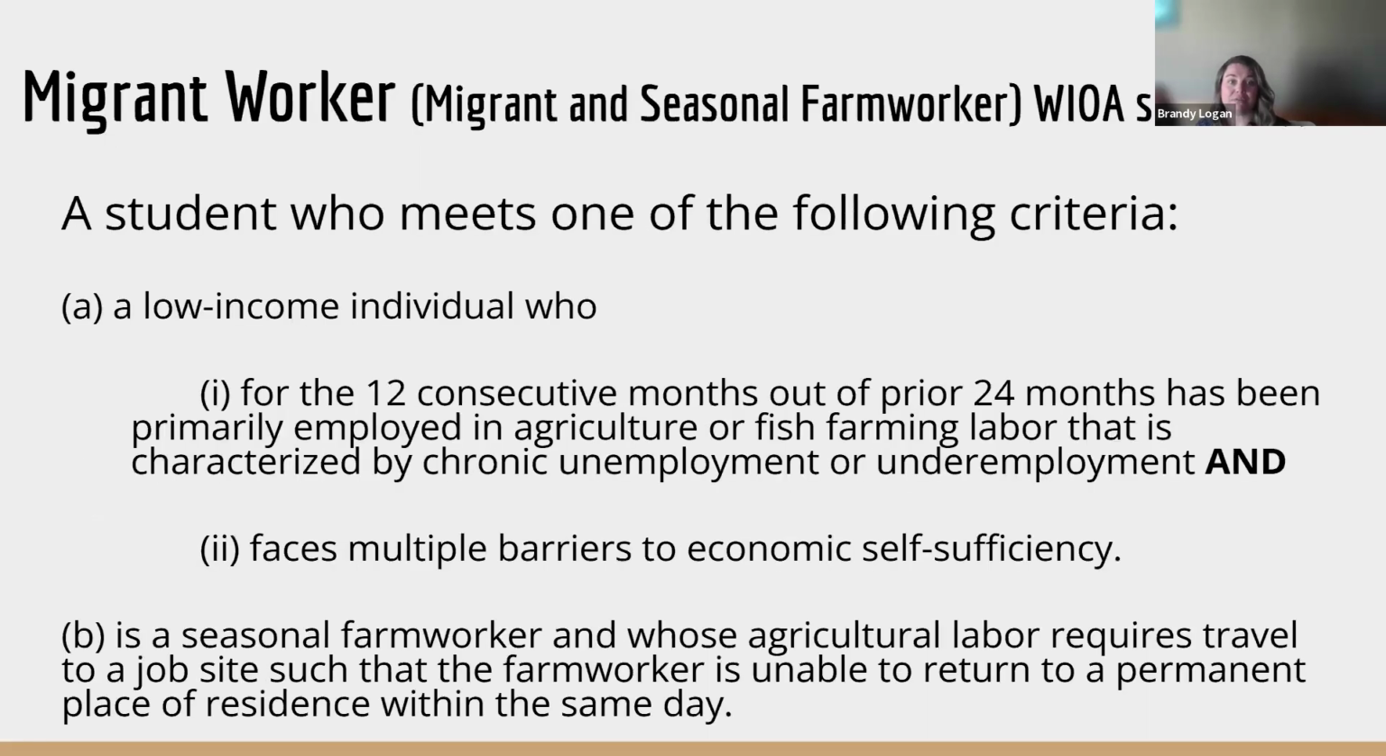Migrant worker, seasonal farm workers. A student who meets one of the following is a low income individual who, for 12 consecutive months out of the prior 24 months, has been primarily employed in agriculture or fish farming and faces multiple barriers to economic self-sufficiency, or a seasonal farm worker whose agricultural labor requires travel to a job site and who is unable to return to their permanent place of residence within the same day. That is what's considered a migrant worker. I know this is one of our smaller populations in the state, but we do have some that have identified as this.